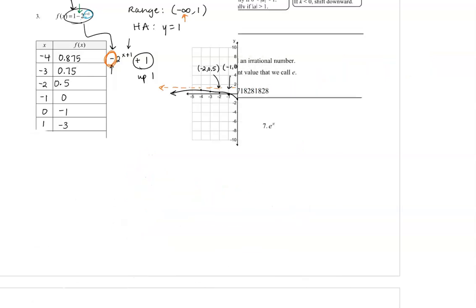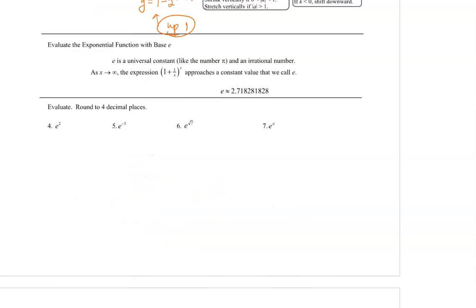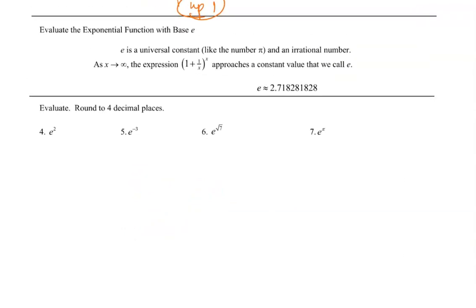Final objective in this lesson, which is to evaluate exponential functions. We want to start off specifically evaluating exponential functions with a base of e. E is a number, it's a constant, kind of similar to how pi is, and it's also an irrational number. It has some applications in finance, but if you take this expression here and you let x get infinitely large, that expression will approach this number, which is what e is. There is a button on your calculator for e.